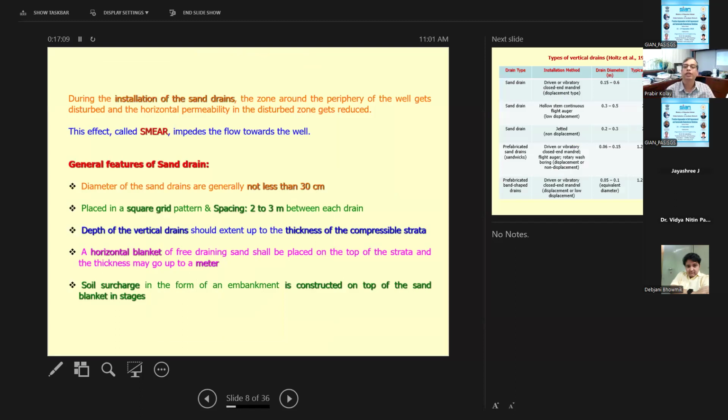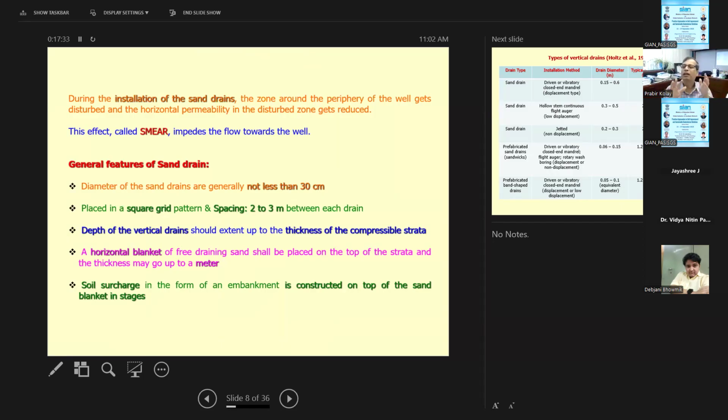So during the installation of the sand drain, as I mentioned, there is a smear zone. The zone around the periphery of the well gets disturbed, and the horizontal permeability in the disturbed zone gets reduced because it is mixed with clay and sand, right? This effect is called the smear zone, and it impedes the flow towards the well. So that really hinders the flow, okay?